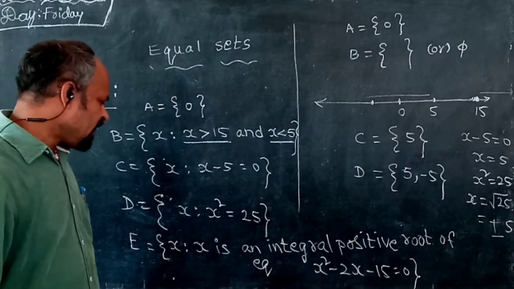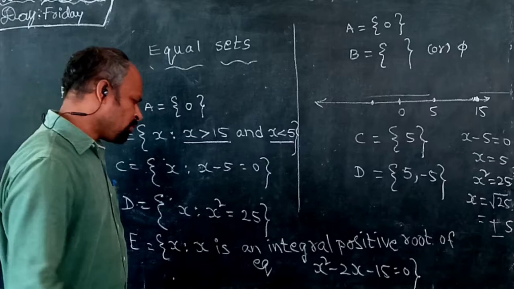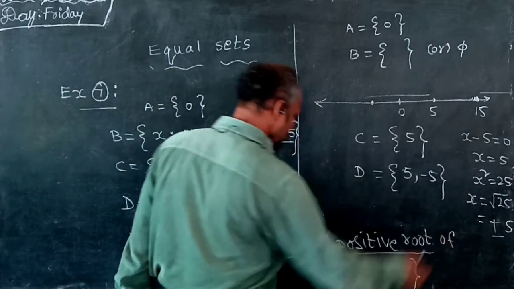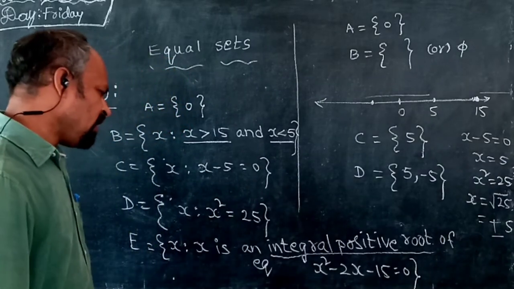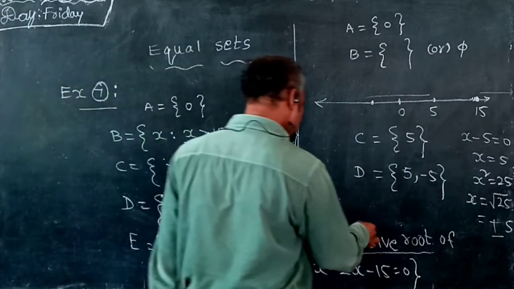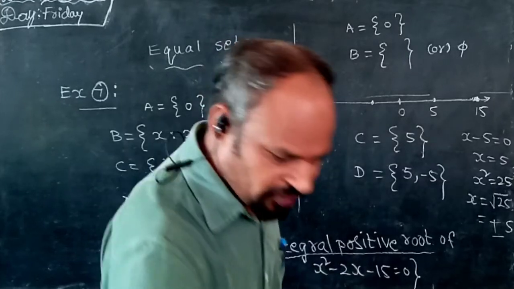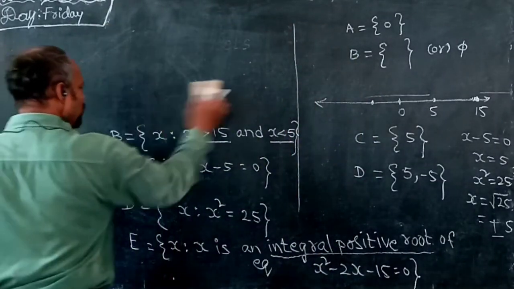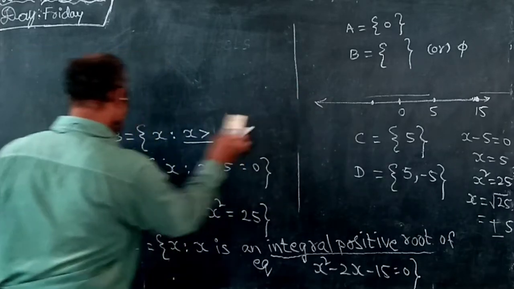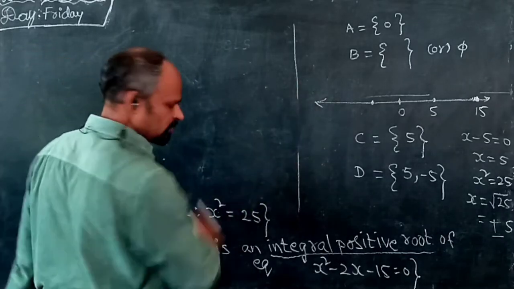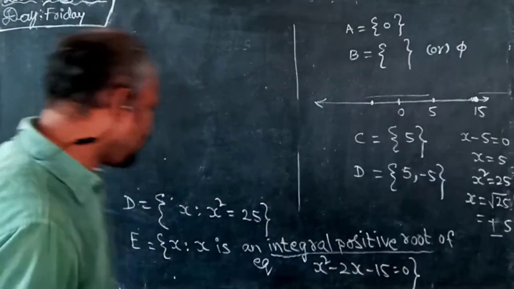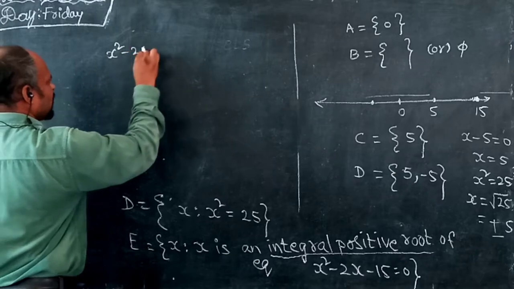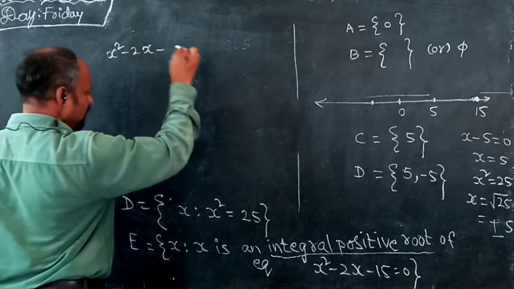So x is such that x is an integral positive root. Underline here: integral positive root. That means x is an integer and that too it is a positive root. So even if you are getting a negative root, you should not consider that negative root. We have to write only the positive one. So just see here. First we will solve the equation x square minus 2x minus 15 is equal to 0.